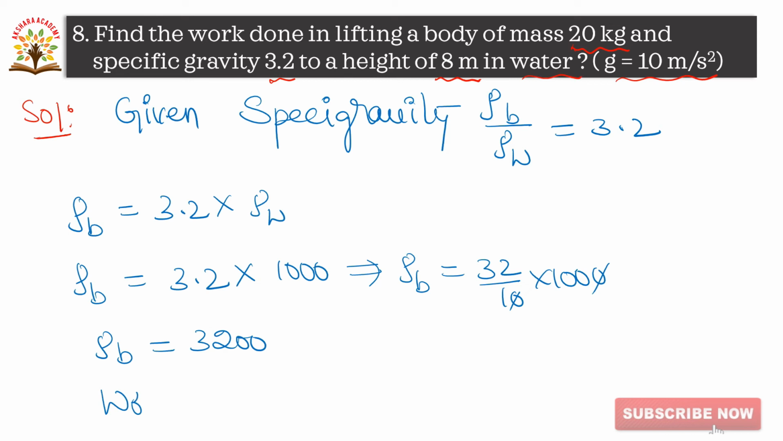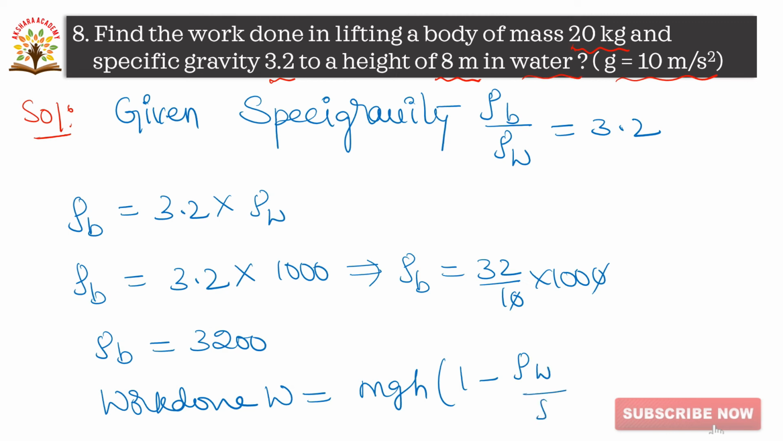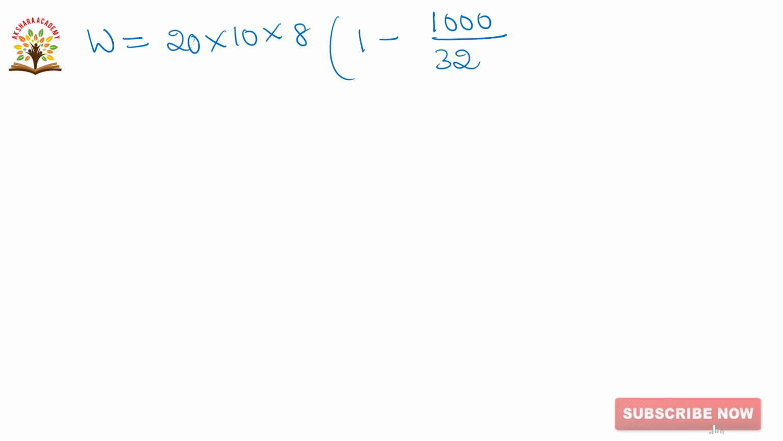Now work done W is equal to mgh of 1 minus rho W by rho B. Substituting values in this, we get W is equal to m 20, g 10, h 8, of 1 minus 1000, the density of water, and the density of the body they have given as 3200.